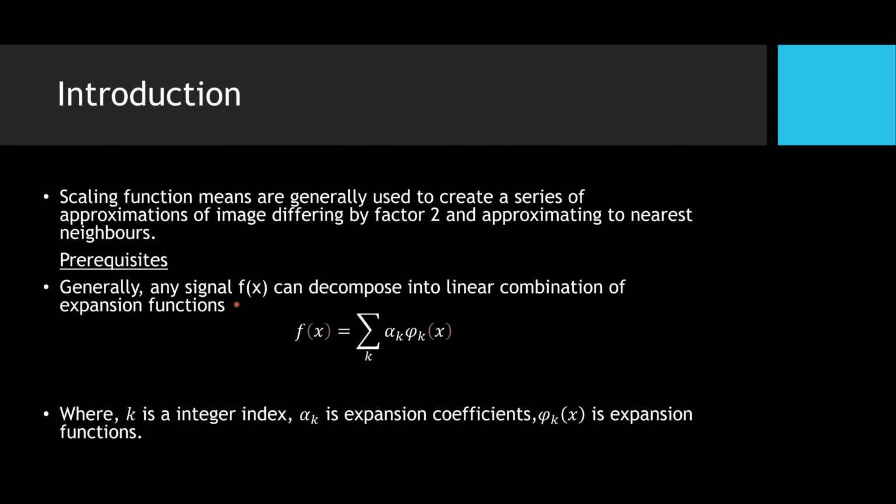Generally, any signal f of x can be decomposed into a linear combination of expansion functions. That is, f of x equals summation over k of alpha k psi k of x, where k is an integer index and alpha k is an expansion coefficient. Psi k of x is the expansion function.